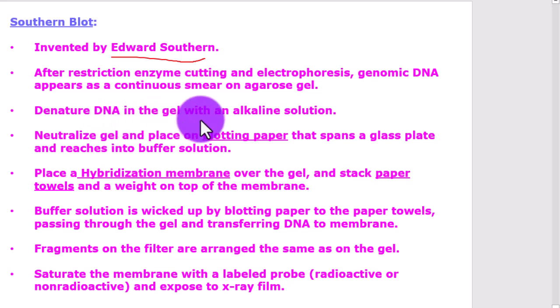Denature the DNA in the gel with alkaline solution. Neutralize the gel and place it on blotting paper. Place the hybridization membrane over the gel. Buffer solution is wicked up by the blotting paper. Fragments on the filter are arranged the same as on the gel. Saturate the membrane with labeled probe.